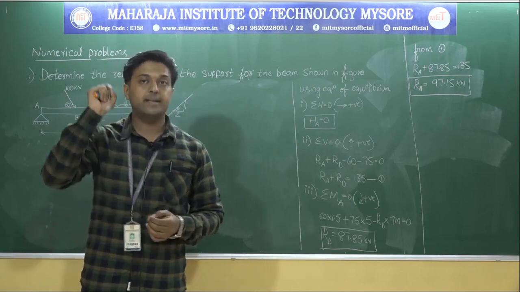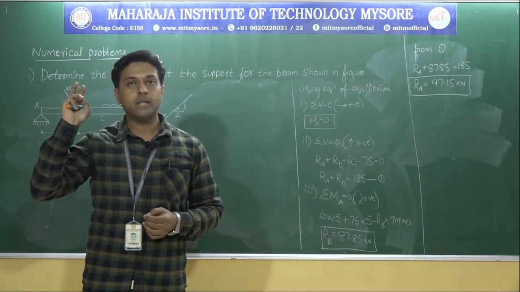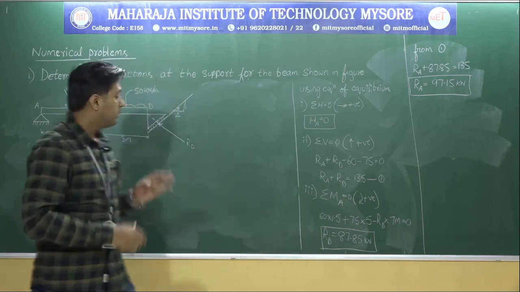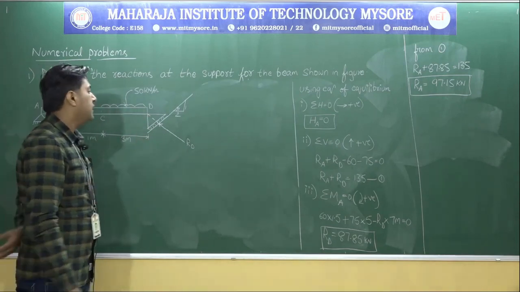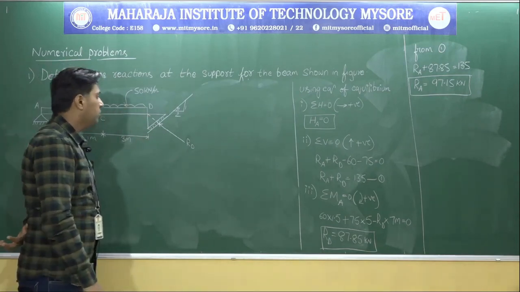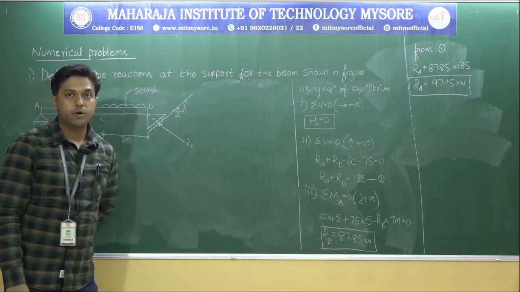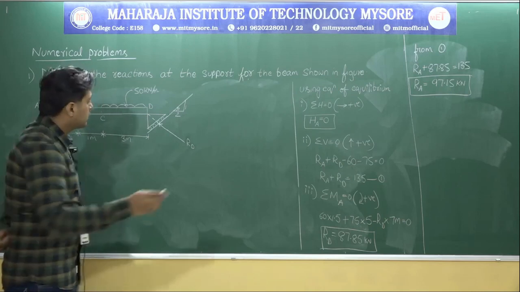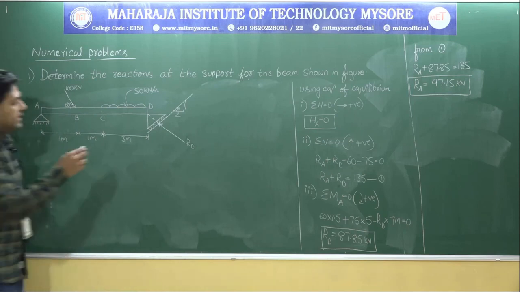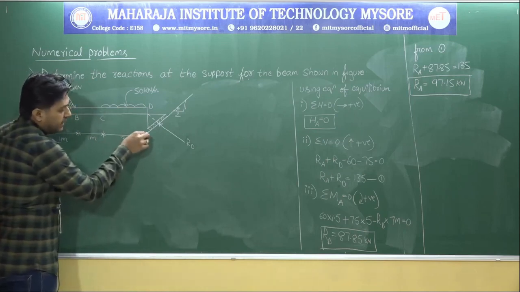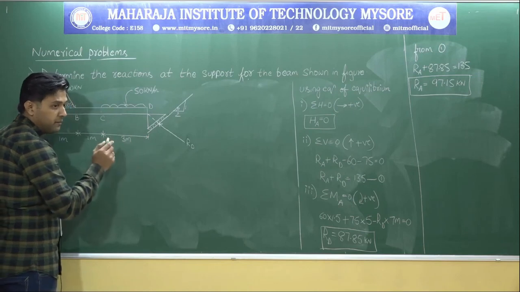Exactly horizontal and exactly vertical. Forces sign convention, I know. But here there is an inclined force. Here also there is an inclined force. So what to do? So observe here what I will be doing here. So we'll do like this. Can I extend this line? Observe here, this is very important, be careful.